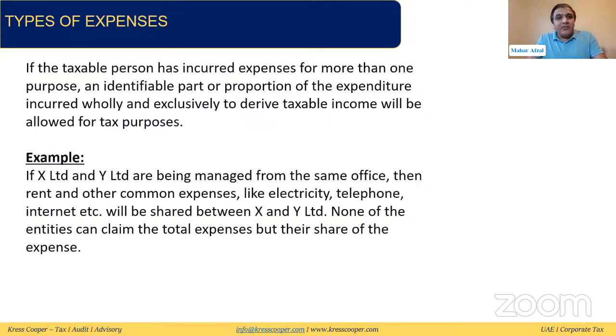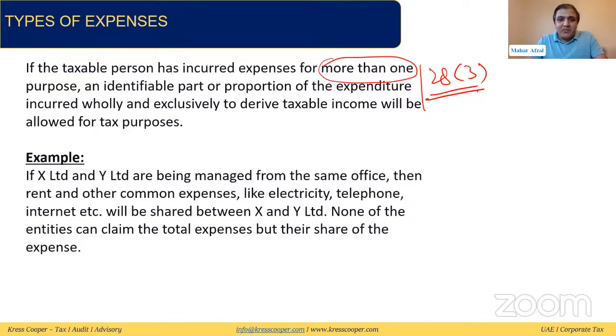Type of expenses: if the taxable person has incurred expenses for more than one purpose, we have already discussed this. This is clause 3, Article 28(3) of the UECT law: expenses incurred for more than one purpose. If we are incurring the expenses for more than one purpose, then these expenses will be apportioned on a fair and reasonable basis, and allowed accordingly.